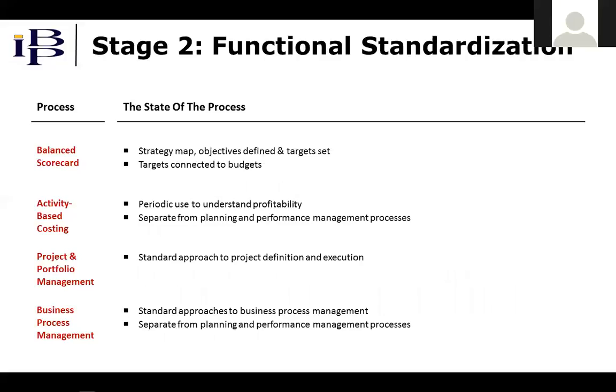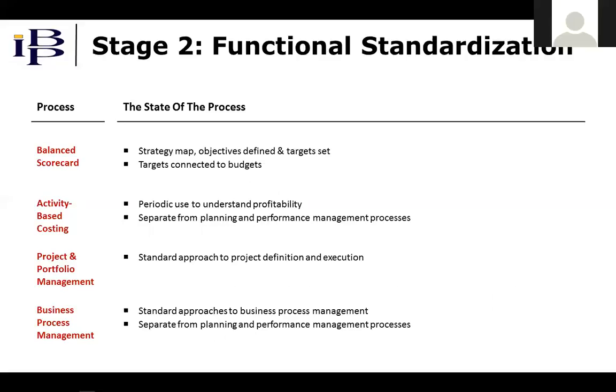And then there are some other things that may be going on at the same time in terms of other tools and processes that they're using. So for a balanced scorecard, for example, they may have developed a strategy map. They've defined their objectives and targets, and the targets are connected to the budgets. They may be using activity-based costing on a periodic basis to understand profitability, but it's certainly not embedded into some sort of planning and performance management process.